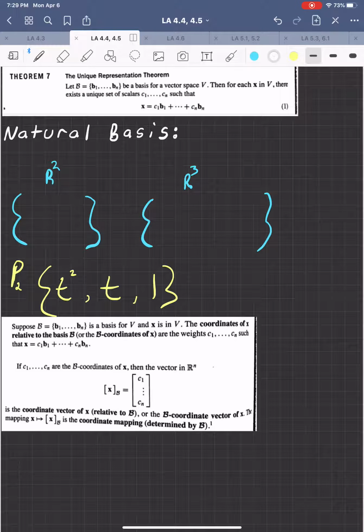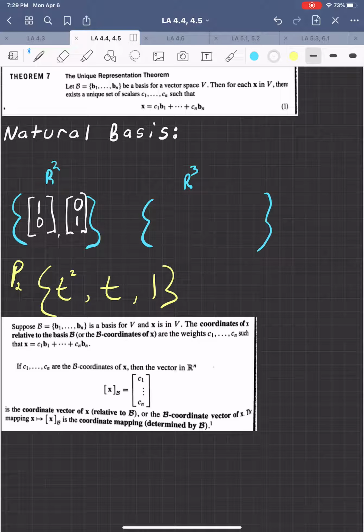Now, it just so happens that the most obvious basis to choose is the one that you've been using all along. This is what we call the natural basis. So 1, 0, 0, 1. This is the natural basis in an R2 space.